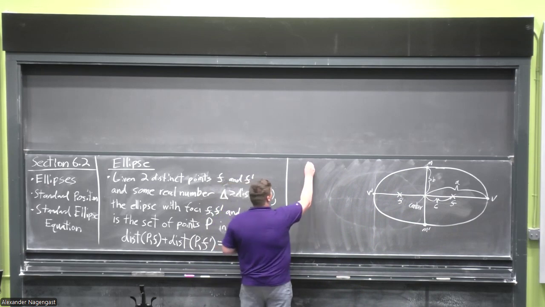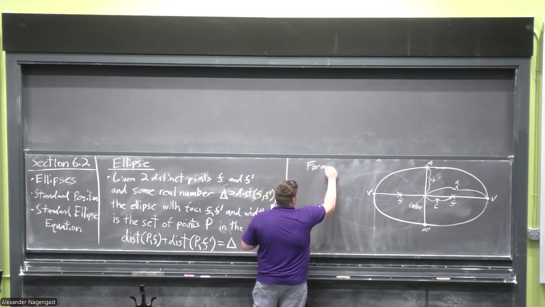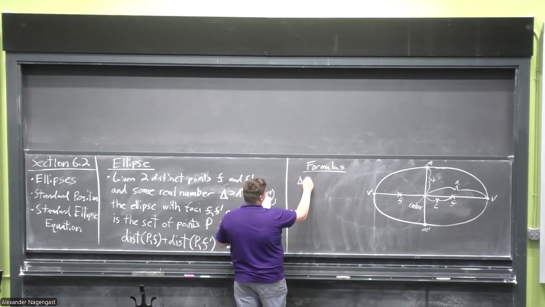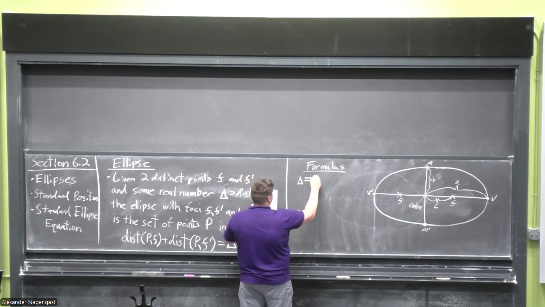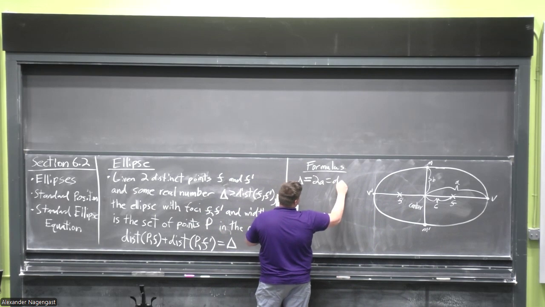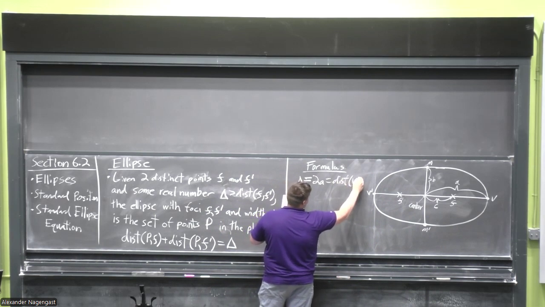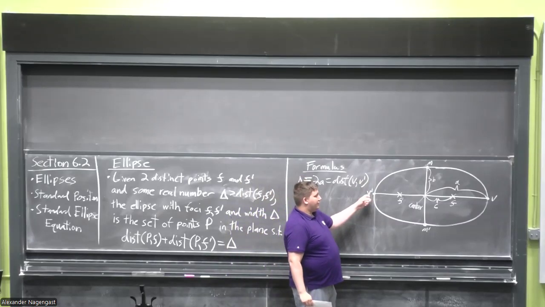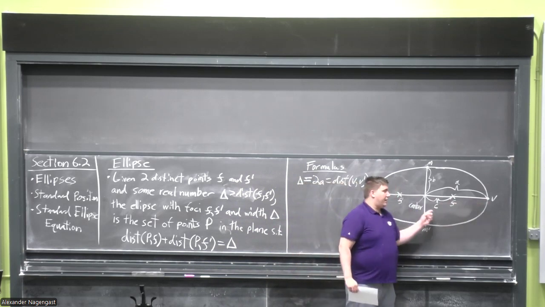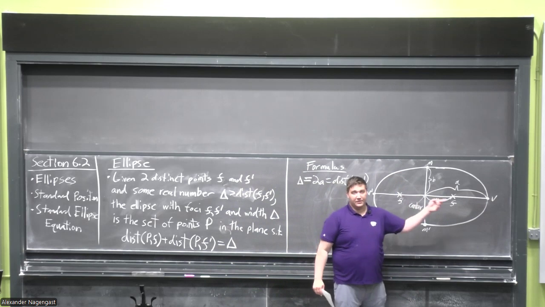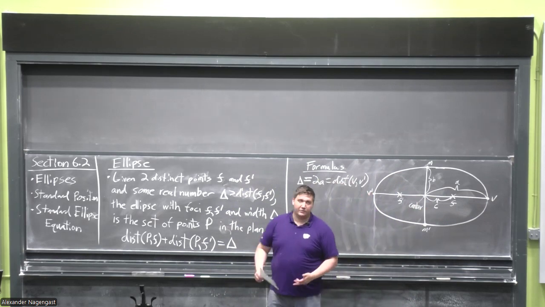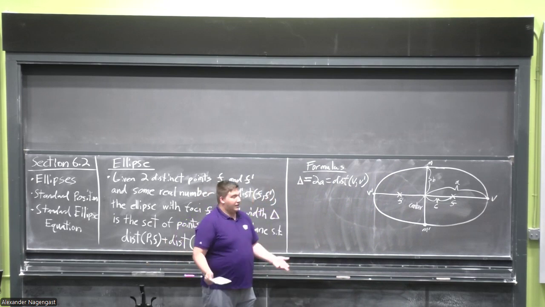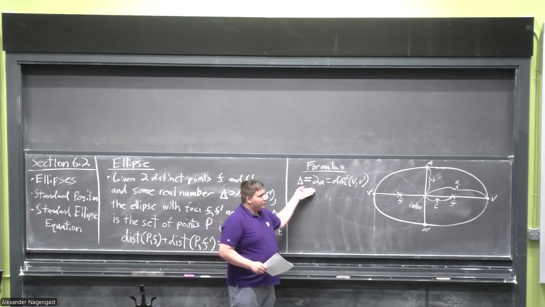So what are some formulas that we can get from this? We have the width, delta, is equal to 2A, which equals the distance between V and V prime, which should intuitively make sense. We're taking this delta, and if we take the distance between V and V prime, that will certainly equal it. And since A is defined as from the center to the vertex, it's halfway, which then gives this equation.